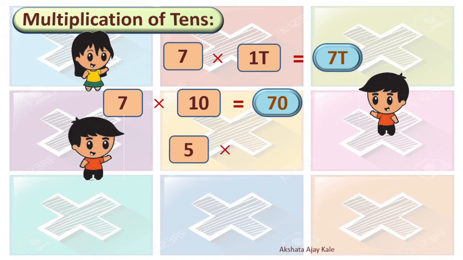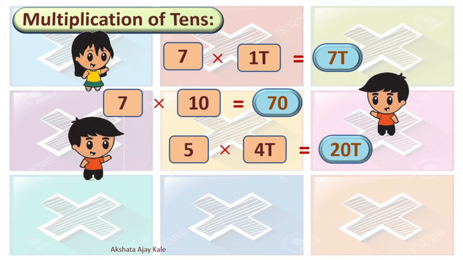5 multiplied by 4 tenths. Yes, what is the answer here? 5 multiplied by 4 tenths is equal to, yes, 5 fours are 20, isn't it? So 20t. T remains as it is here. 5 fours are 20 and t as it is we have written. Yes Monu, you are right. 20t is the answer.